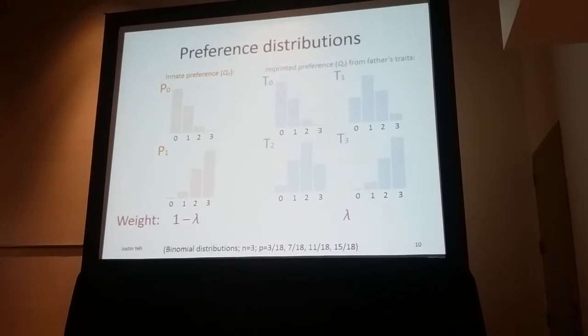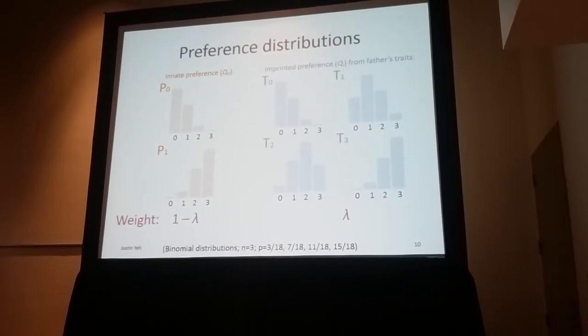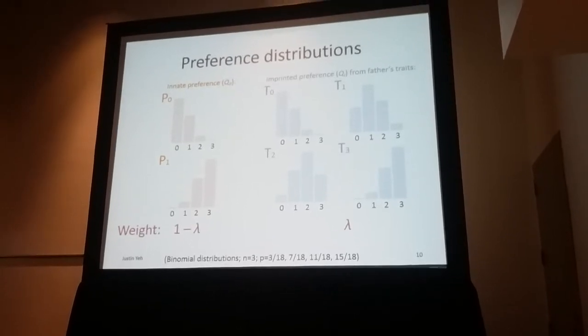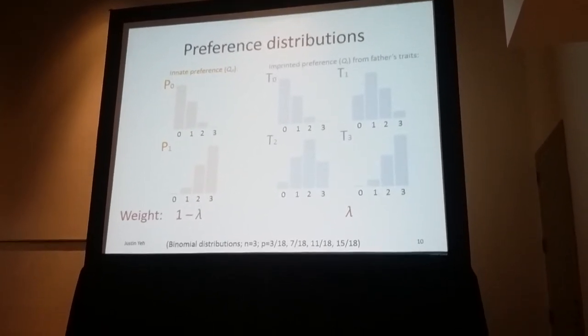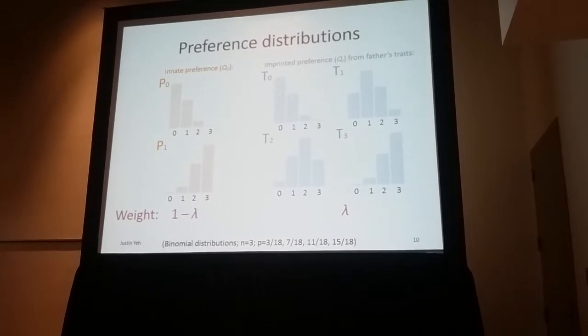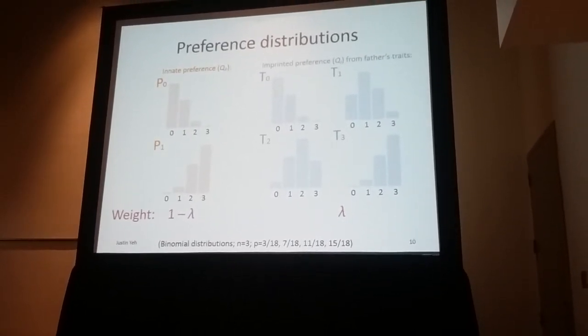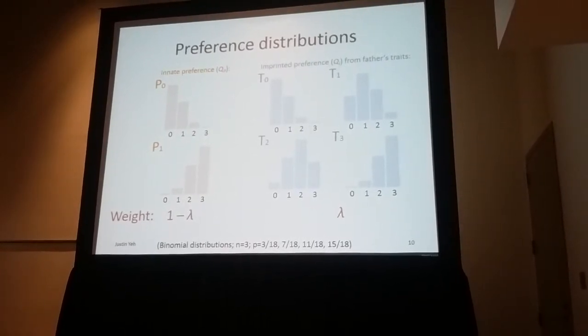And as for the imprinted preference, it depends on the father's trait. If the father has trait 0, then again the imprinted preference is skewed toward trait 0, and if the father has T1, it's peaked at T1, etc. And again, these are combined and weighted by the imprinting strength.